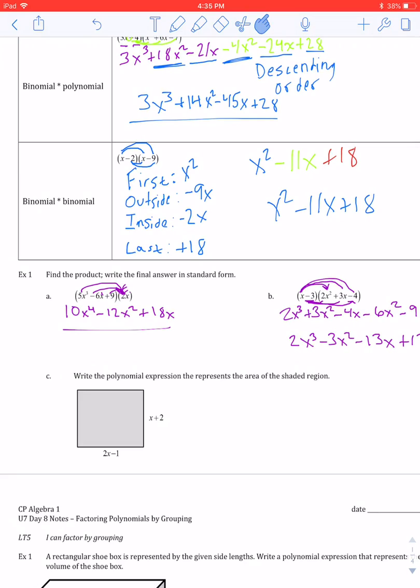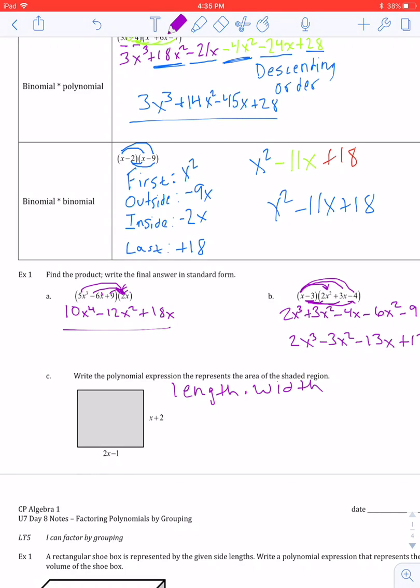Okay, one more here at the end of the page. Write the polynomial expression that represents the area of the shaded region. Okay, so we know looking at this that this is a rectangle because both of these side lengths are different. Whether it was a square or a rectangle, we know that to find the area for it is going to be the length times the width.